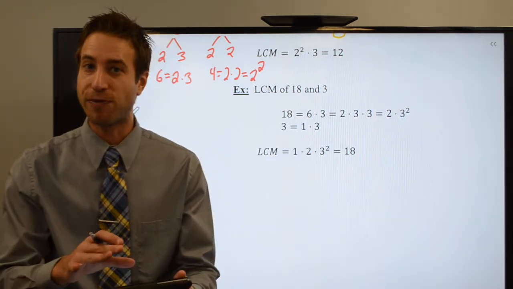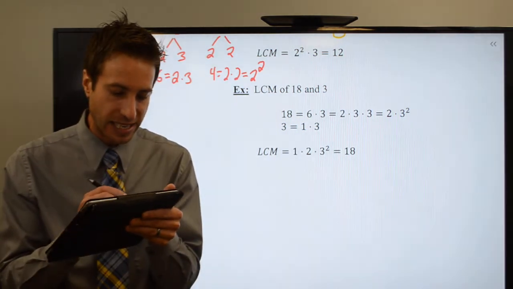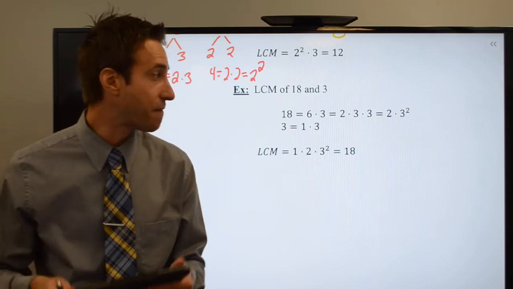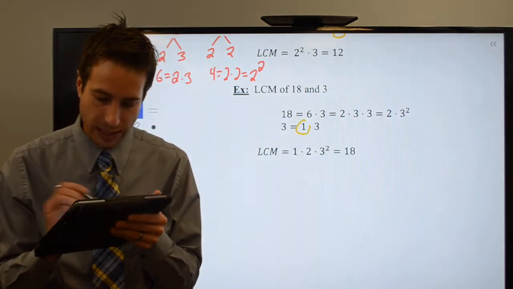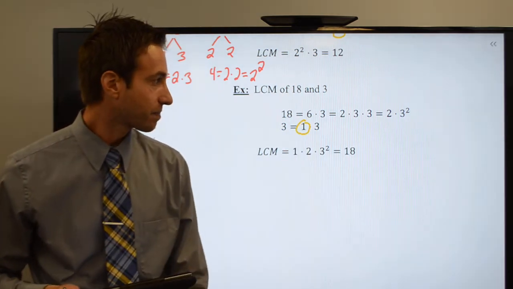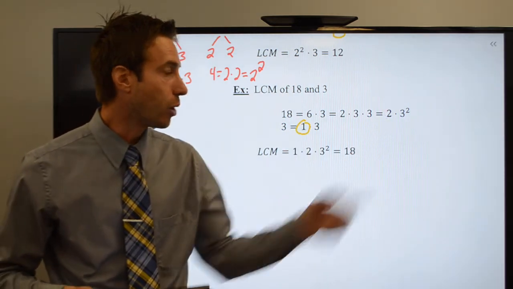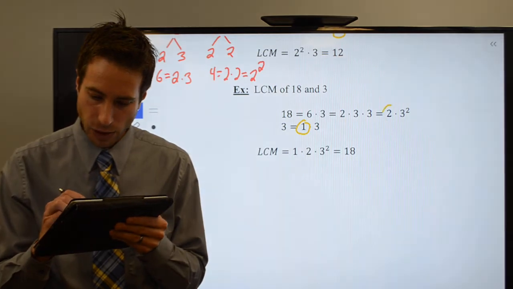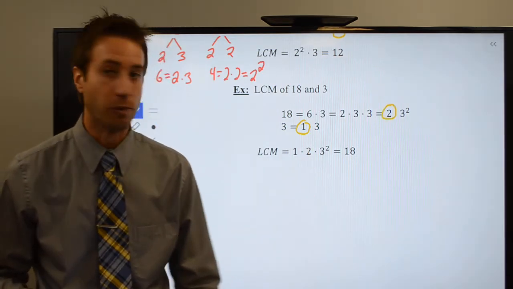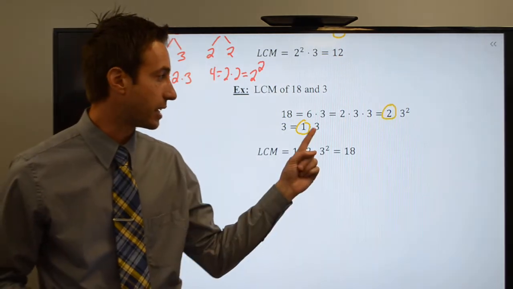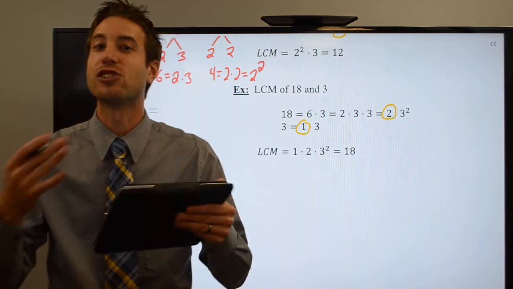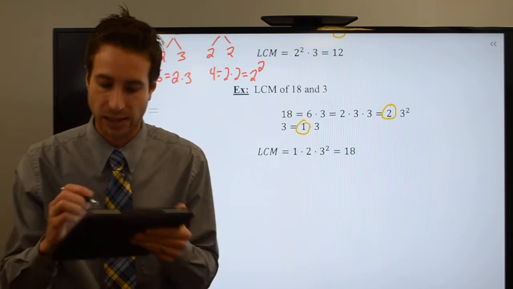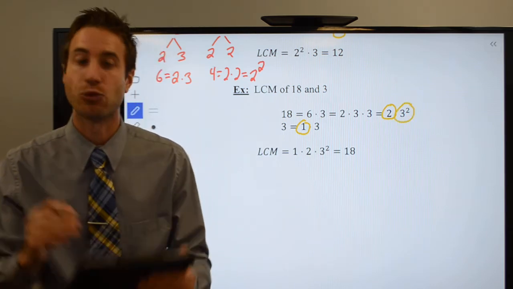Now, I keep each factor the greatest number of times that it appears, right? So I take a look at my factorizations, and I have a 1. 1 only shows up one time, so I keep it. The 2 only shows up one time, so I keep just the 2. But 3 shows up more than once. Here it's a 3 to the first. Here it's a 3 squared. You keep whichever one has the greatest number of times it appears, whichever one has the largest exponent. That is the 3 squared.